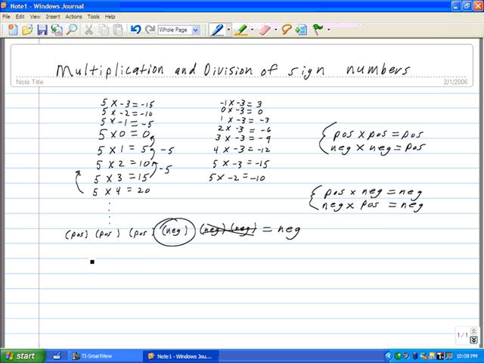If we were multiplying together, say, 10 values, and 6 of them were negative, then the negatives would actually cancel each other out, 2 at a time, and in that case, again, we would have a positive answer.